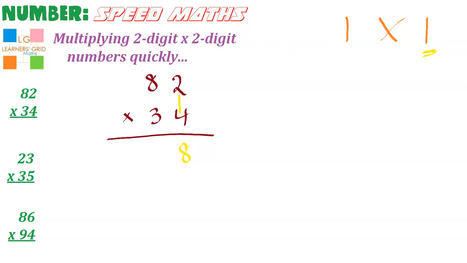The next step is crisscross. So we just go crisscross and you add the products. Okay, so 8 times 4 is 32 and we add 3 times 2, which is 6. Now you should be able to do that mentally on the fly because that's 38. So what happens is you put the 8 here and you carry the 3 over to the next column to add to the next product.